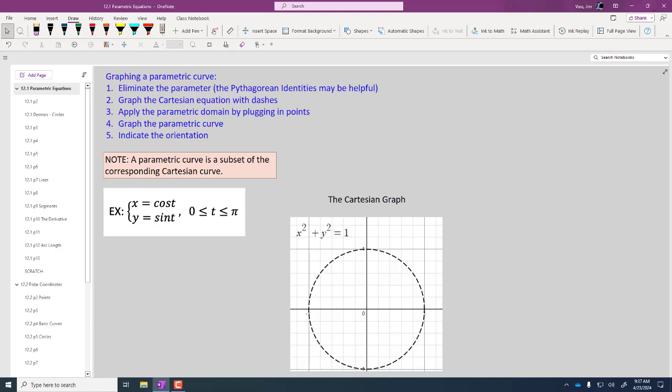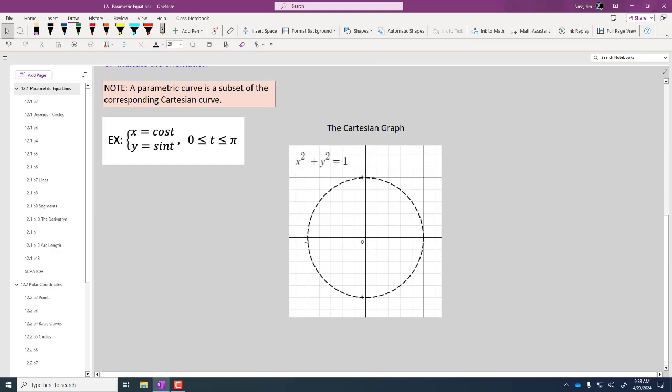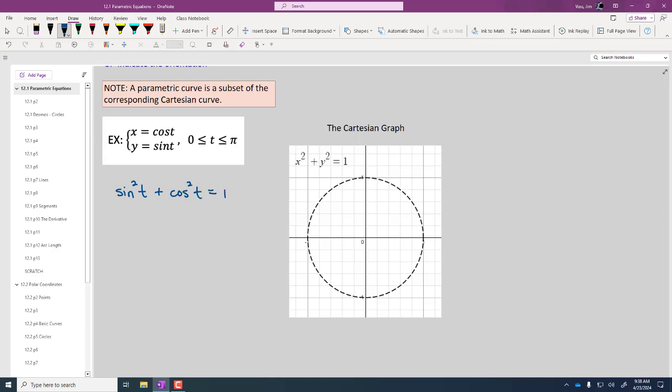Go back to x and y. That's what we've been graphing for many years, x's and y's. Now to get back to x's and y's, we're going to eliminate the parameter. Often the Pythagorean identity is going to be helpful to get rid of the t. And we know that sine squared plus cosine squared is 1. So sine squared of any variable plus cosine squared of the same variable, we know that that's 1.